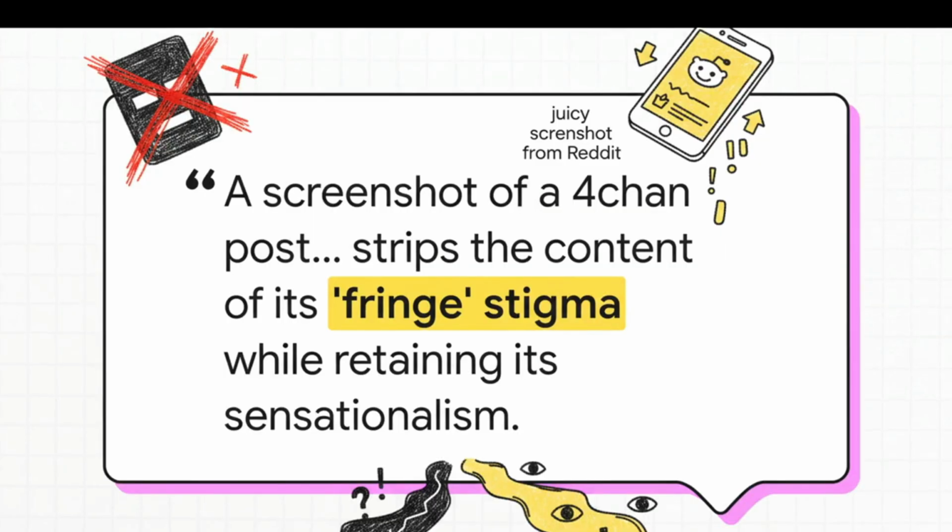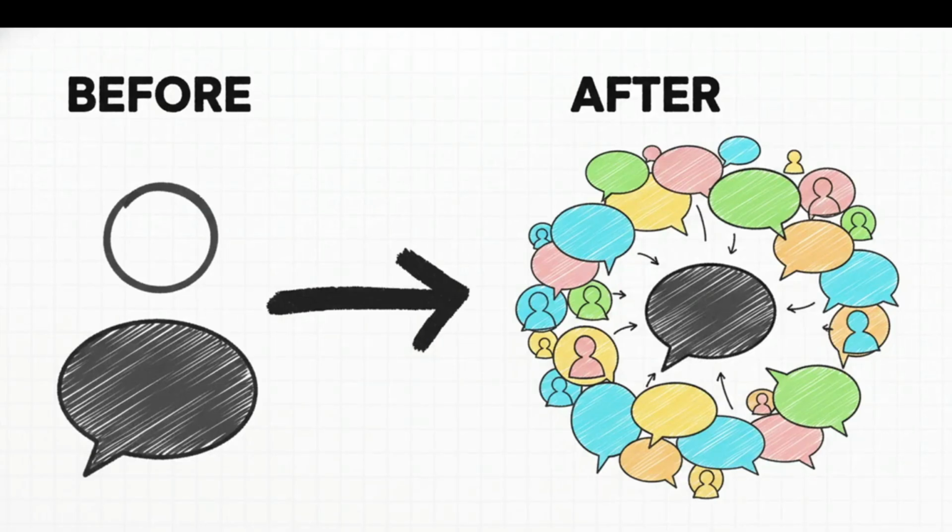And here is the psychological genius of that move. It completely strips away the stigma of where it came from. All of a sudden, in our minds, the story is no longer from some weird, anonymous forum. Nope. It's now a juicy screenshot that's being passed around on Reddit. The story keeps all of its shock value, but sheds its sketchy past. And just like that, the lie's origin story has been completely rewritten. The first step of the laundering process is done. It now has a fake history and what looks like a real community talking about it.